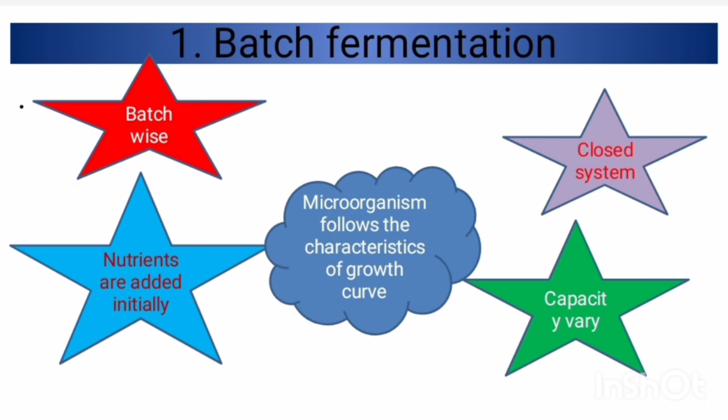In batch fermentation, the growth of the microorganism follows the characteristics of the growth curve. That is, initial lag phase followed by log phase, finally reaching a stationary phase. The stationary phase is attained due to nutrient depletion. Batch fermenters are used to carry out microbiological process.